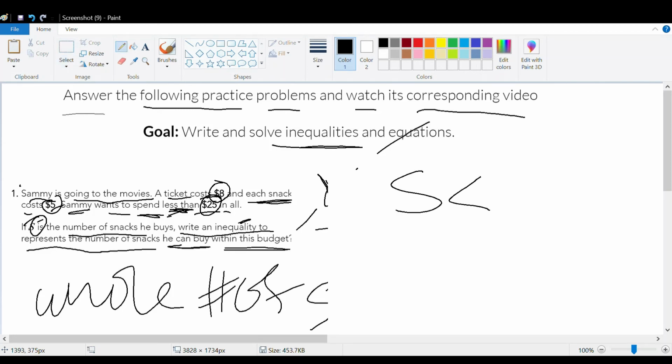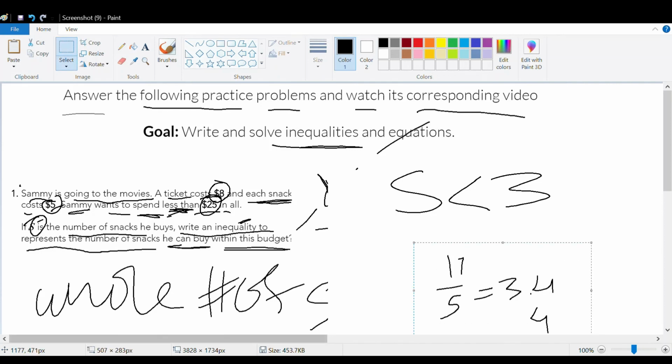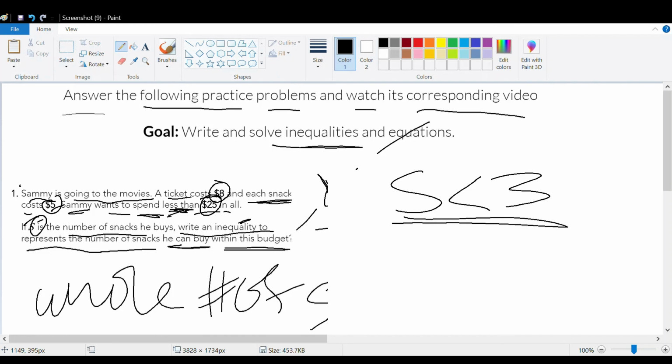So S is less than 3 because, as we know, 17 divided by 5 is 3.4. But as I said, he cannot buy 0.4 of a snack. And if we go to the next whole number, that's 4. He cannot buy 4 because that is more than 3.4. That will increase the budget. So the only whole number of snacks that he can buy is 3. So S has to be less than 3, or it can be 3.